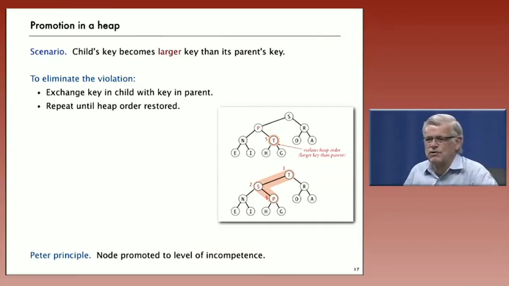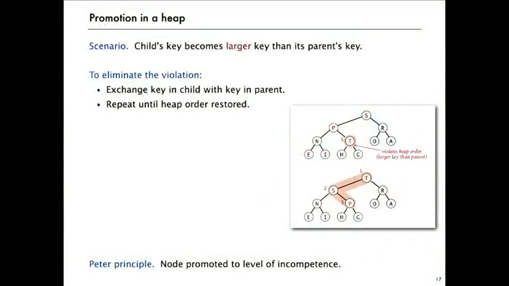So one scenario shown here is if, for whatever reason, a child's key becomes larger than its parent's key. In this case we have an example where the node T here, its value changes and it becomes larger than its parent key P. So the heap order condition is satisfied everywhere except at this node. Well, it's easy to fix this one. All we do is exchange the key in the child with the key in the parent.